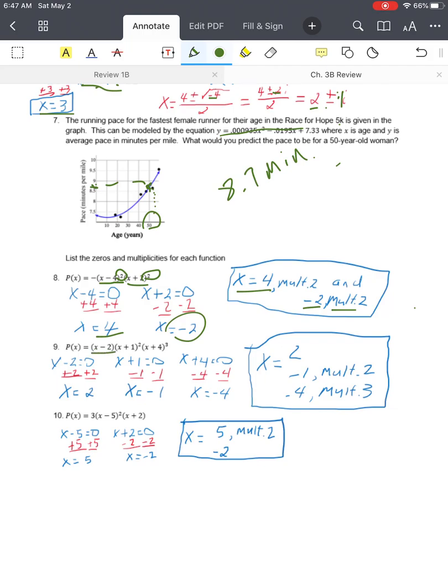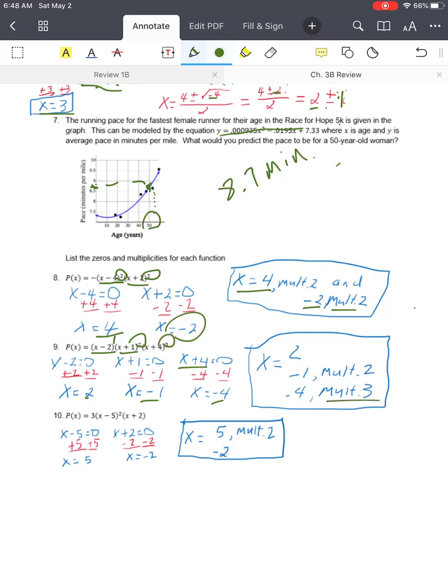x minus 2, set it equal to 0, you get positive 2. It has an exponent of 1, so it's just multiplicity of 1. You don't have to list that. x plus 1 equals 0, solve, you get negative 1. And it has an exponent of 2, so multiplicity of 2. x plus 4, set that equal to 0, solve, you get negative 4. Its exponent is 3, so its multiplicity is 3.